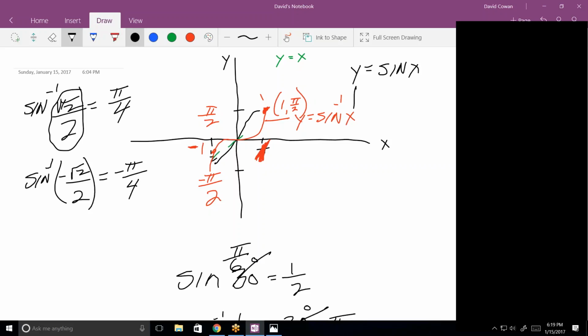Cosine is split up differently. For cosine, they didn't restrict the domain from minus pi over 2 to pi over 2. They restricted it from 0 to pi. So when you talk about inverse cosine, you're talking first and second quadrants. Your calculator will never give you a third or a fourth quadrant answer for inverse cosine.